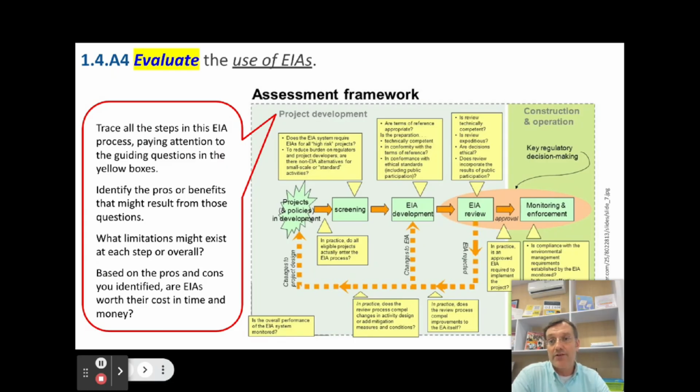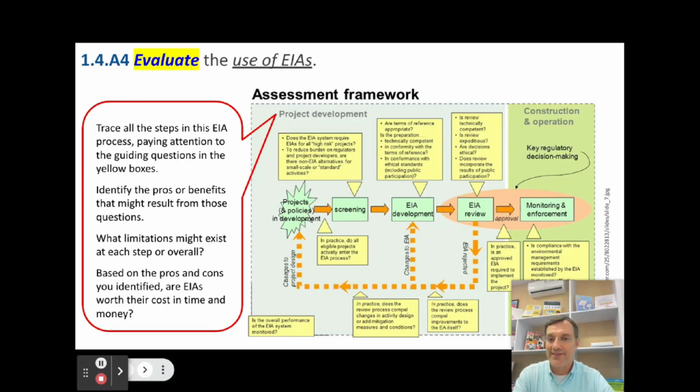You'll also be asked to evaluate the use of EIAs, and they won't ask you to evaluate a particular environmental impact assessment. You might be tasked with evaluating the concept of an environmental impact assessment more holistically. Right? What are the strengths of it? Allows us to assess sustainability.